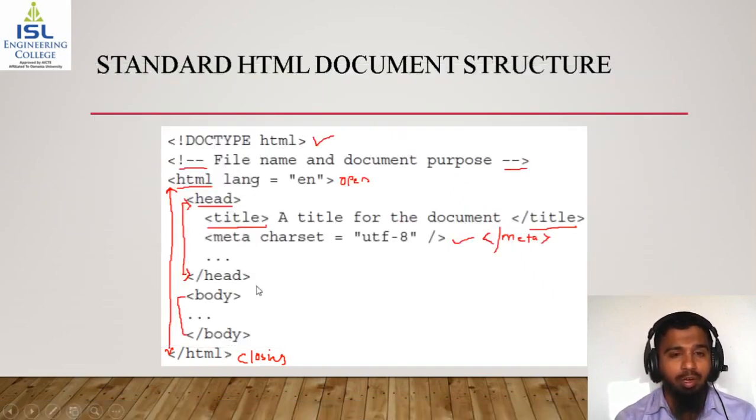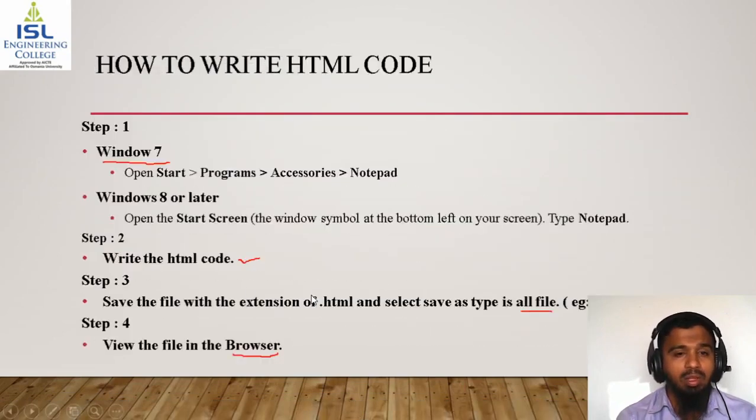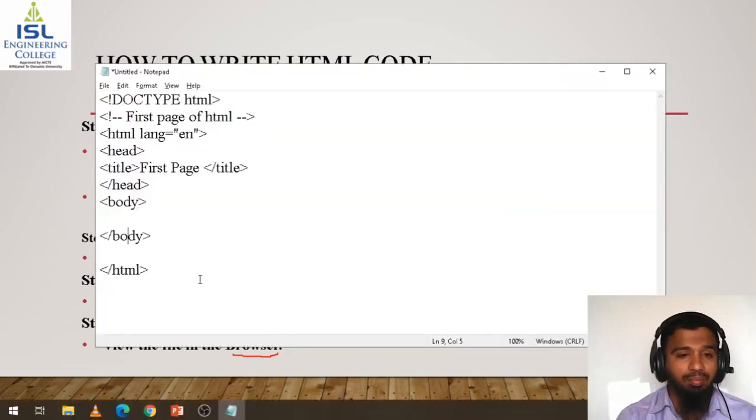So all the points of the structure are covered: document type, HTML opening tag and closing tag, head opening tag and closing tag, title opening tag and closing tag, and body also opening tag and closing tag. Now we will go with the next option. We finished writing the HTML code. Now save the file. The important thing is how to save the file. I am not writing anything in the body, to show you; after writing, it will change.